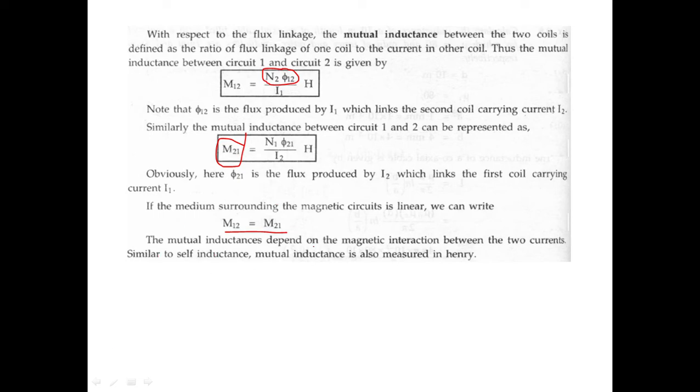Now the mutual inductance depends on the magnetic interaction between the two currents. Similar to self-inductance, mutual inductance can also be measured in Henry. So the unit of mutual inductance also is Henry, right?